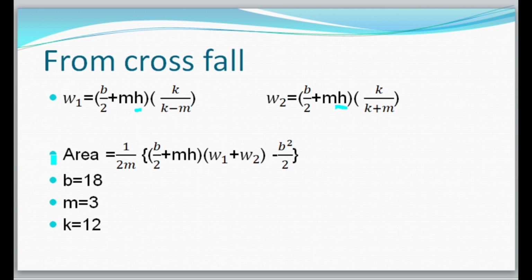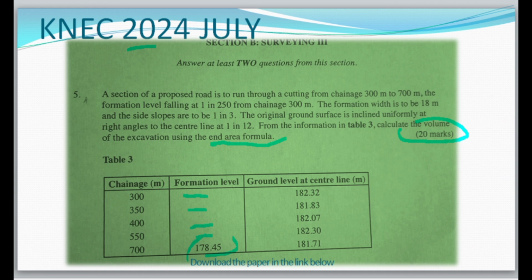So I'm going to calculate the area of each and every aspect there. By the equation provided, the formation level is falling at the gradient of 1 into 250. This is the gradient that we are going to be using in order for us to calculate the formational level. This concept is found also in setting out of sewer lines.